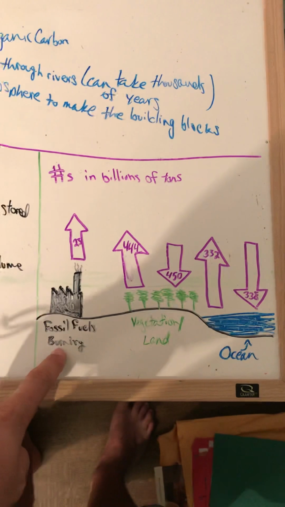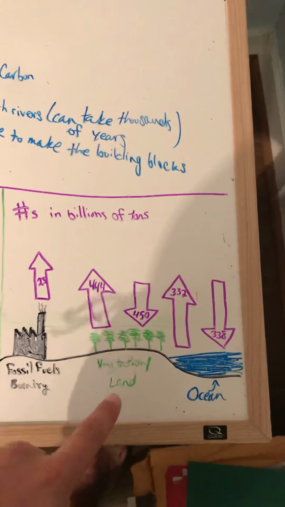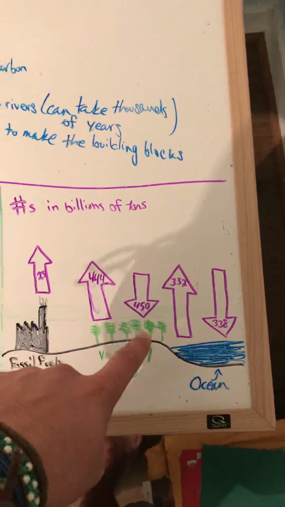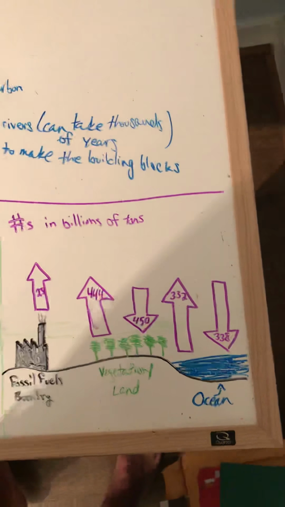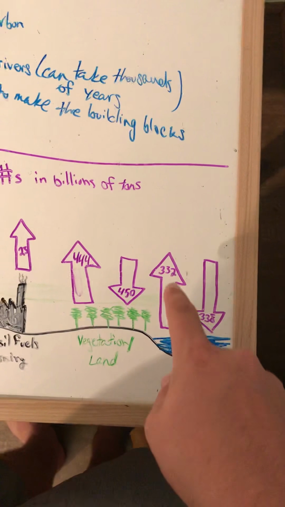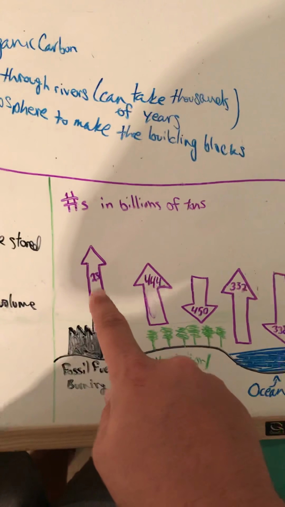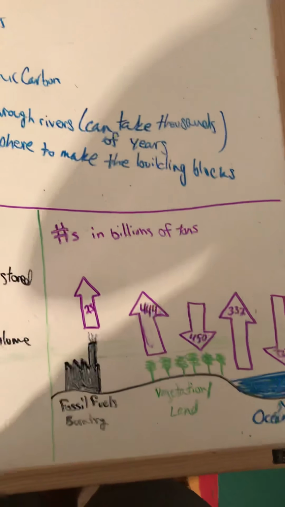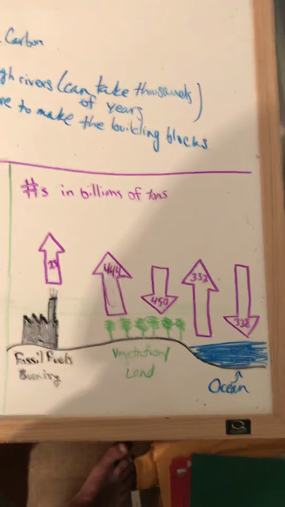Here's the fossil fuels burning, 23 billion tons going into the air. But we see here vegetation and land emits 444 billion tons, but brings in 450 tons. So they're bringing in more than they're emitting, which is better for the environment. And then the ocean is bringing in 6 billion tons more than it's emitting as well. So 6 and 6 is 12, obviously, and 23, so there are 11 billion tons extra of CO2 going into the air each year.